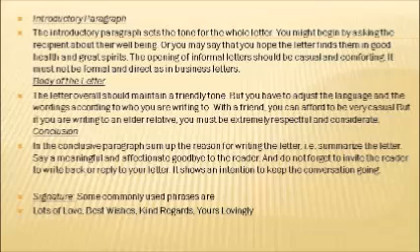Then comes the body of the letter. The letter overall should maintain a friendly tone, but you have to adjust the language and the wordings according to who you are writing to.